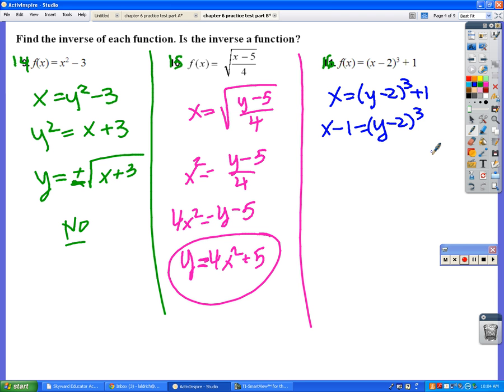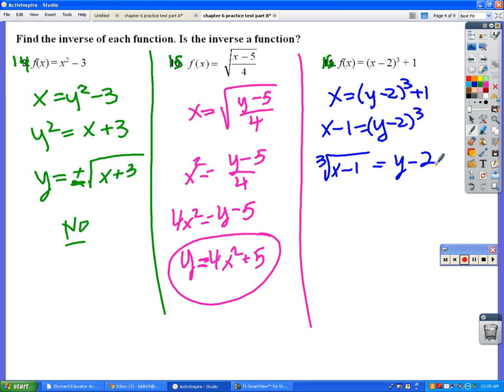Cube it. Cube root it. So this is going to be the cube root of x minus 1 equals y minus 2. Do I need the plus or minus? No. Why not? Because it's an odd root.